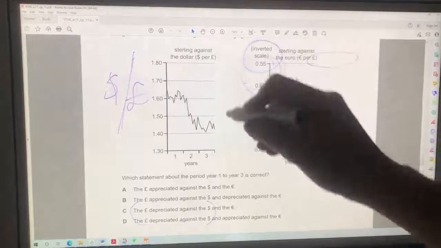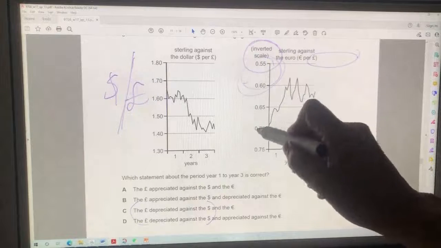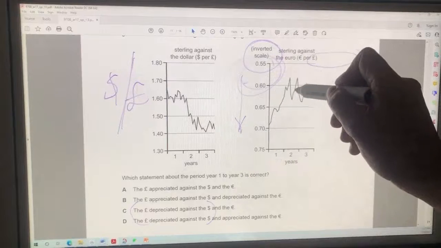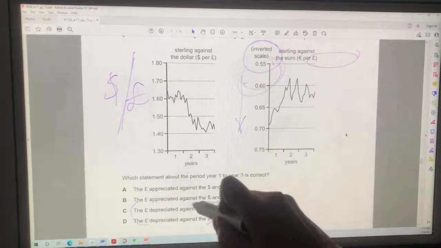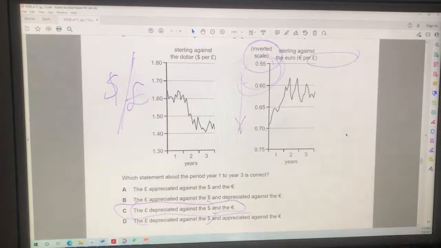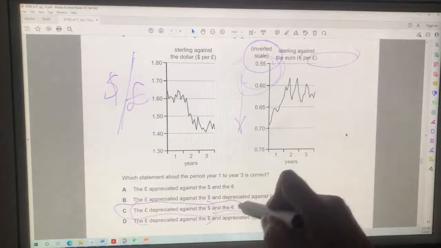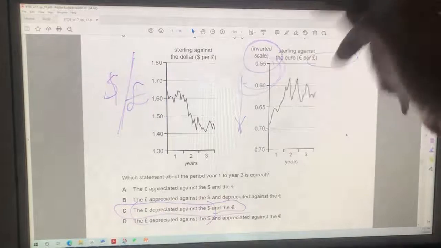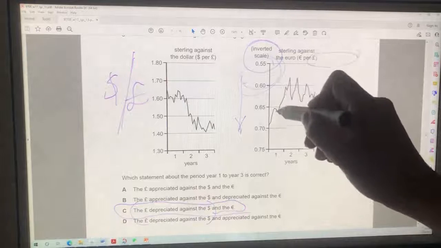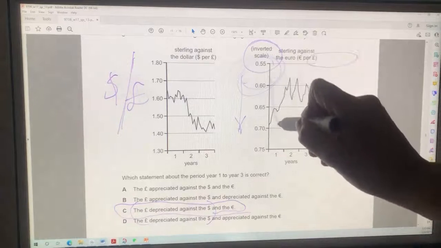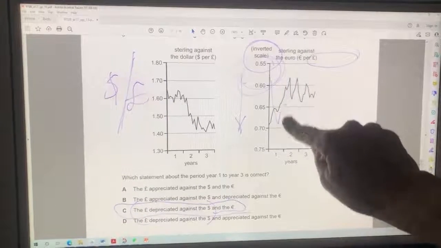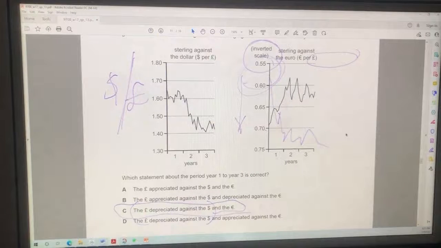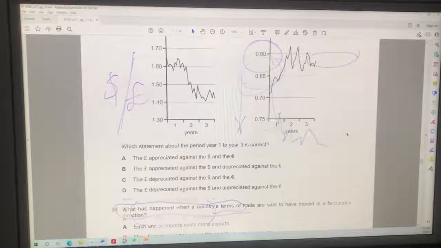See what they did there? This is an inverted scale. So instead of the numbers getting smaller, they get bigger. So these graphs show that the pound depreciated against the dollar and the euro during this time period. This is an inverted scale. In other words, if it were not inverted, it would look something like da, right? So the answer for 23 is C.